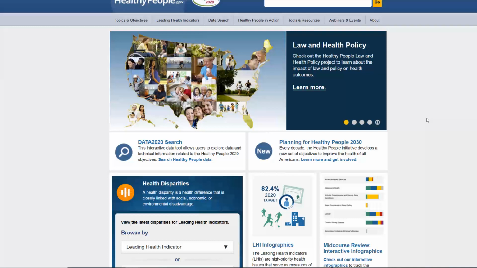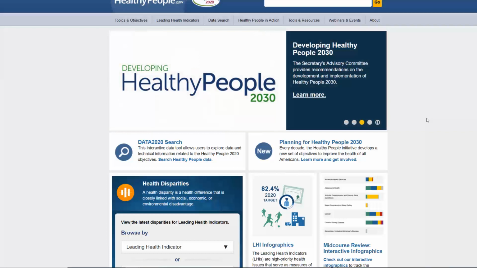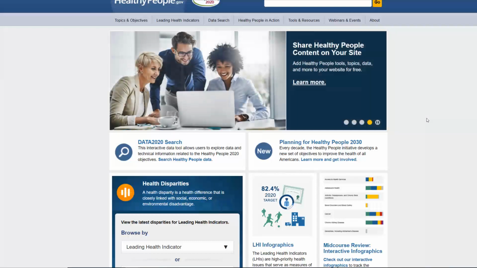Now, the handful of broad goals, which of course the chapter goes into in more detail, address the social determinants of health, eliminating health disparities, improving access to quality health care, improving public health services, as well as improving the dissemination of health information to the public.